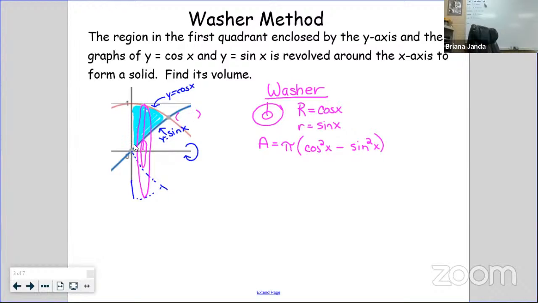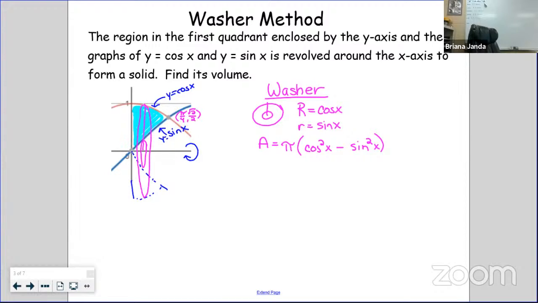We need to figure out our point of intersection, and that is where our cosine curve intersects our sine curve. Now, assuming we get a calculator, you can go graph sine and cosine and get that number from your calculator. But if you also think unit circle, where on your unit circle is the cosine equal to the sine? Pi over 4, right? They have the same value at pi over 4. So we would be looking from 0 to pi over 4.